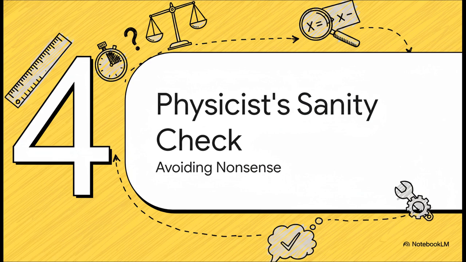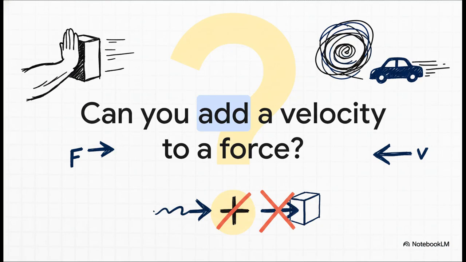But there's one more hidden rule we need to talk about. And this one is powerful. It's like a physicist's built-in baloney detector, a quick way to check if an equation is even possible in the real world. Let me ask you a question that sounds completely ridiculous. Can you add your car's speed to the weight of an apple? Can you add meters per second to a push? I mean, of course not, right? It's just nonsense. It doesn't mean anything.